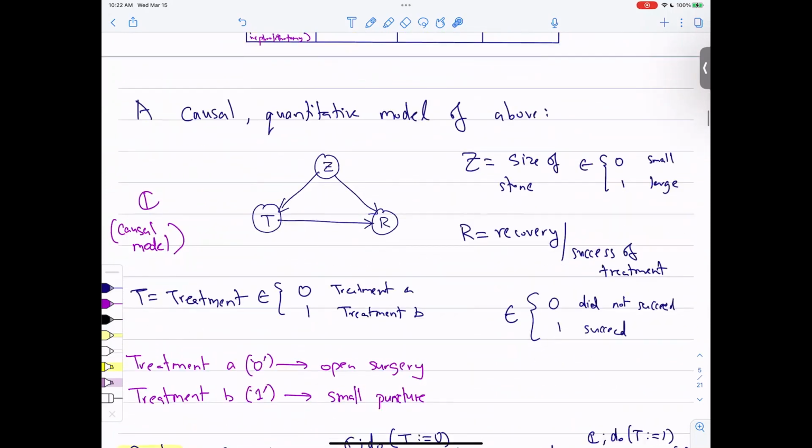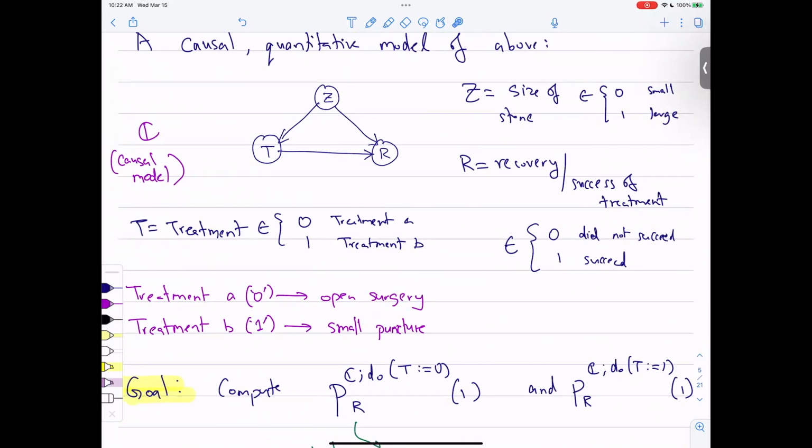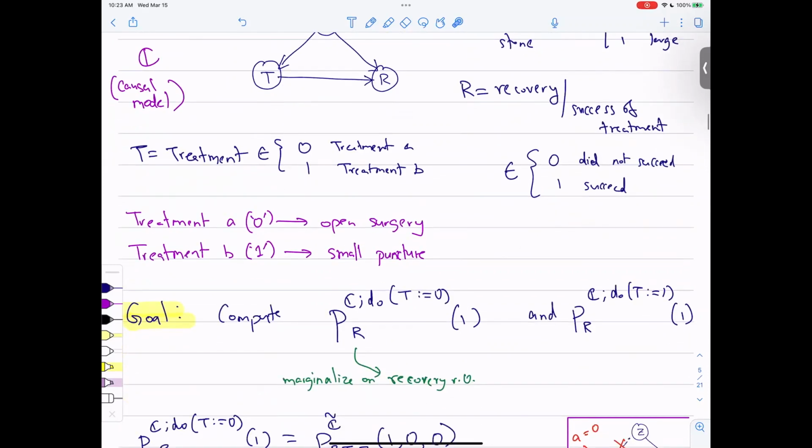Good. All right. Given this, my variables are: treatment, where 0 is A and 1 is B; size of the stone, where 0 is small and 1 is large; and recovery, where 0 means the surgery did not succeed and 1 means it succeeded. These are my variables, and our goal is to compute the following 2 things. What is the probability of recovery? So this is the marginal on the R variable.